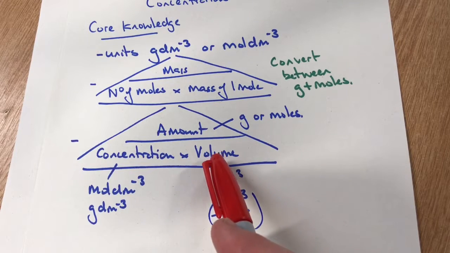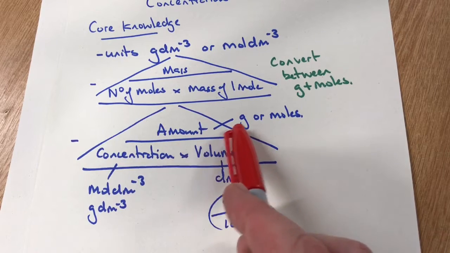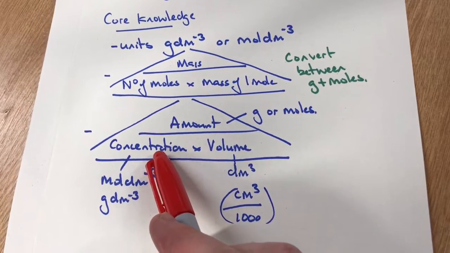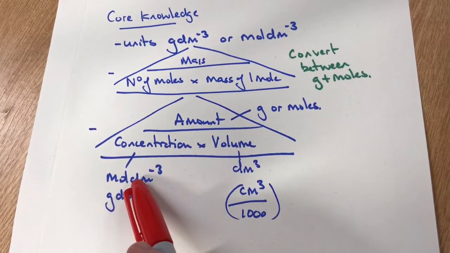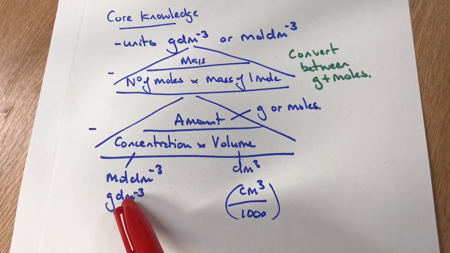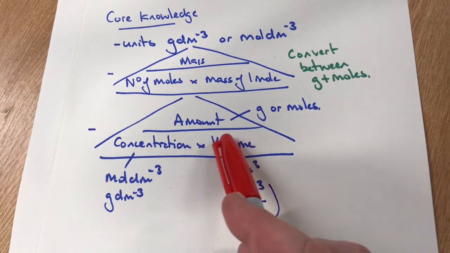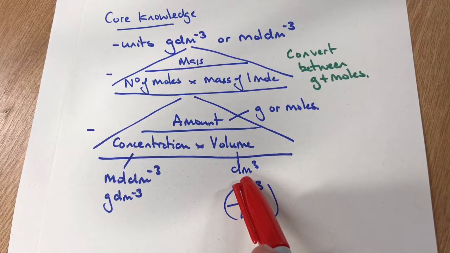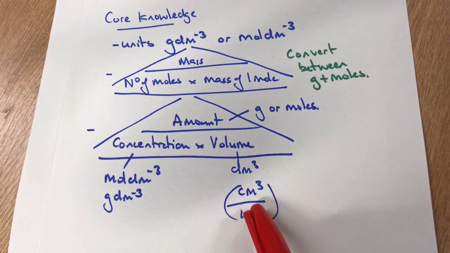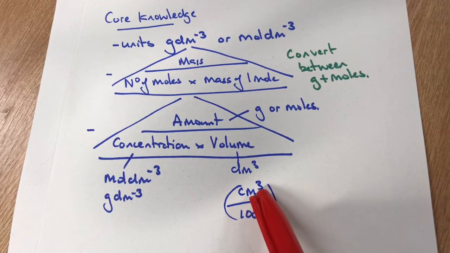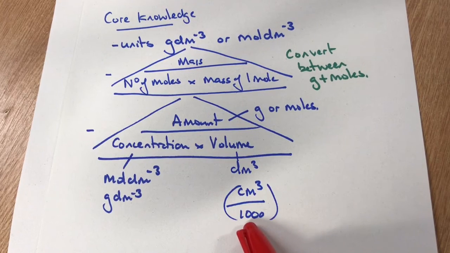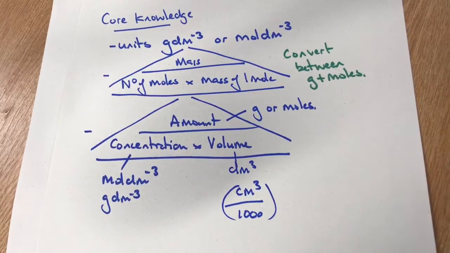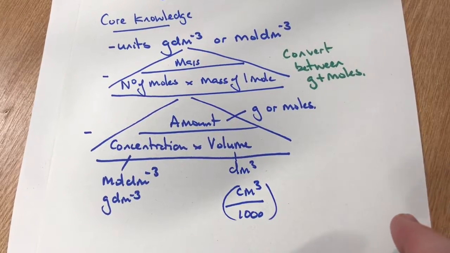A couple of things to watch for. Amount has to be in grams or moles. It can be either. Concentration, depending on the amount, will either be moles per decimeter cubed or grams per decimeter cubed. And the thing to look for very carefully is the volume has to be measured in decimeters cubed. If you get given volumes as centimeters cubed, that means we have to divide by 1,000 to convert it into decimeters cubed. Watch for that because that will come up quite frequently in the questions.